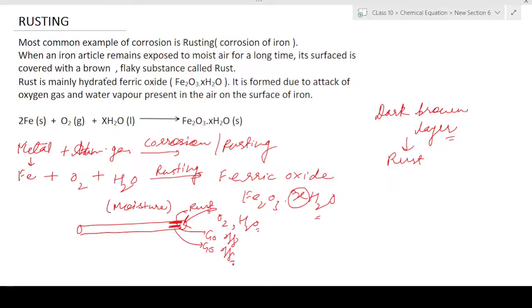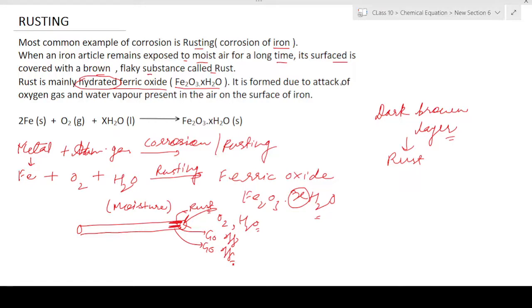The same thing is written here. Most common example of corrosion is rusting, that is the corrosion of iron. When iron articles remain exposed to moist air for a long time, its surface is covered with a brown flaky substance called rust. Rust is mainly hydrated ferric oxide. Hydrated means that it has got some water molecules to it.